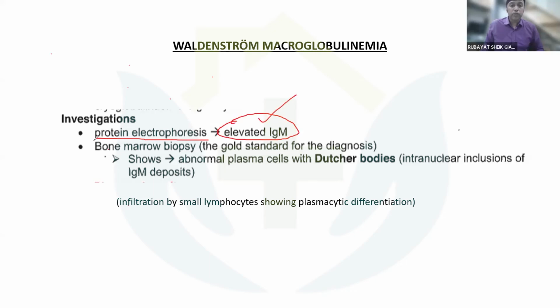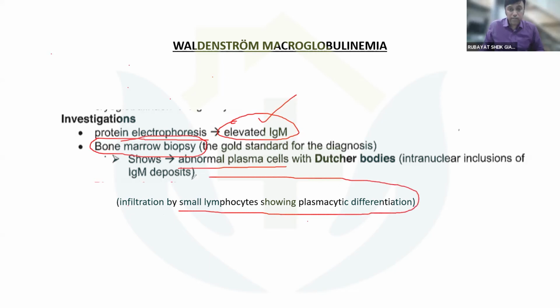Number one, the gold standard for diagnosis is bone marrow biopsy. You have to demonstrate that there are abnormal cells in the bone marrow. These are actually lymphocytes showing plasmacytic differentiation, features of both lymphocytes and plasma cells. This is the characteristic of Waldenstrom's macroglobulinemia. This will help you clinch the diagnosis. So bone marrow biopsy is the gold standard for diagnosis of Waldenstrom's.